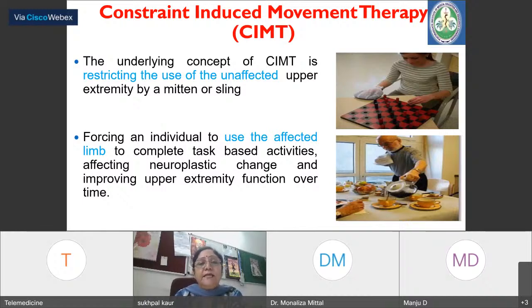Second, I was talking about is the CIMT. Here the underlying concept of CIMT is restricting the use of the unaffected upper extremity by a mitten or sling. Here you can see that this is the normal limb of the person which is restrained, and we are helping the affected extremity to be used. So forcing an individual to use the affected limb to complete task-based activities affects neuroplastic change and improves the upper extremity function over time.